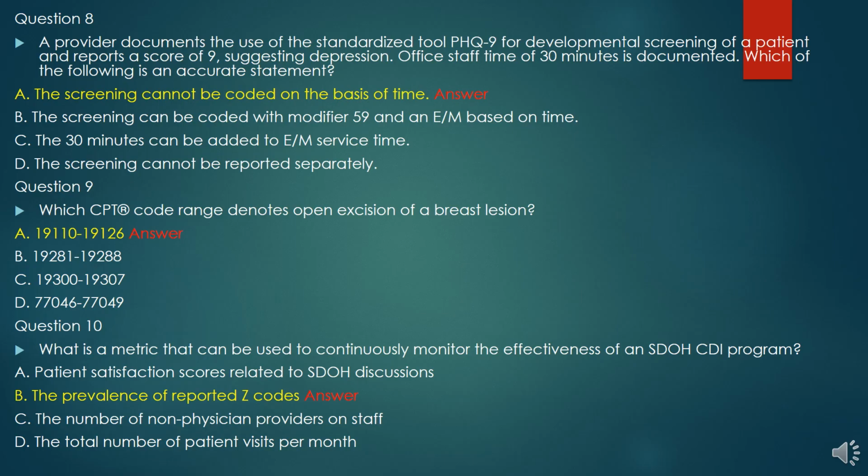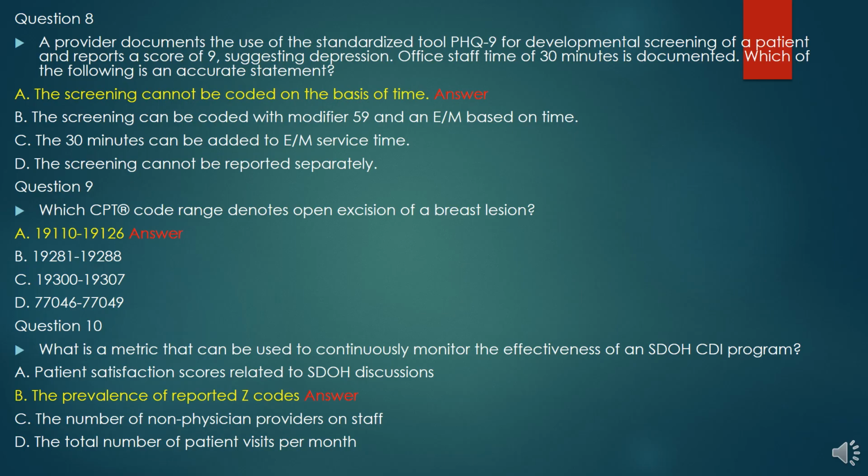Question 9. Which CPT code range denotes open excision of a breast lesion? A. 19000 to 19126. B. 19281 to 19288. C. 19300 to 19307. D. 77046 to 77049.